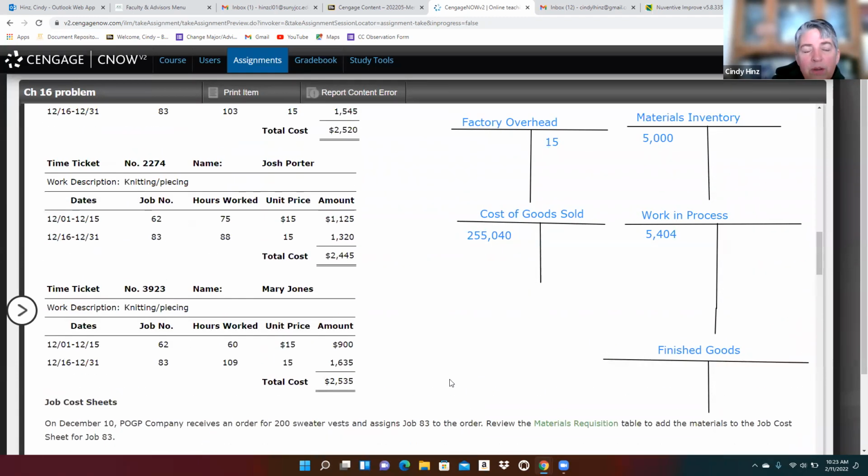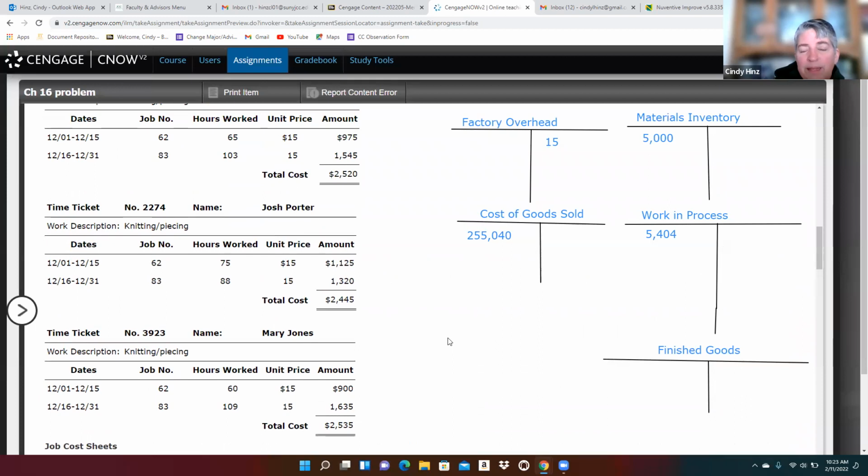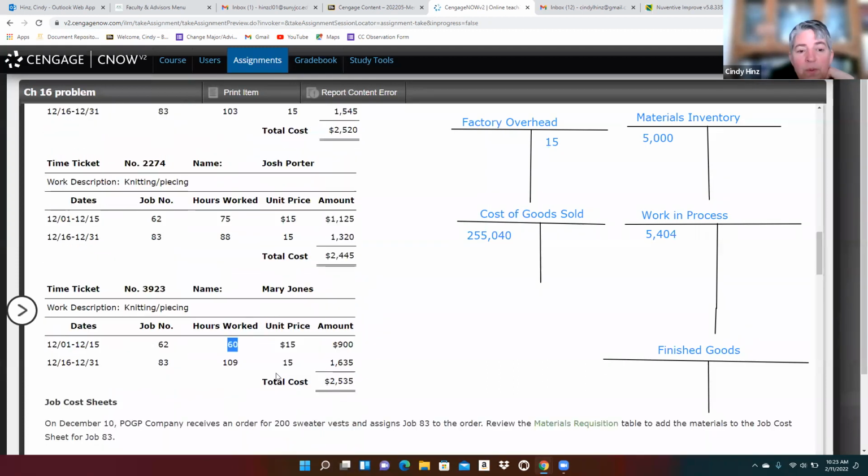Now remember, we determined that we were going to apply overhead based on direct labor hours, and we just calculated the rate to be $8.40 per direct labor hour. So now I need to know how many hours. We know that it cost us $3,000, but how many hours were worked? 65 were worked by our first employee, 75 by the second employee, and 60 by the third employee. So that's a total of 200 hours to finish up job 62.